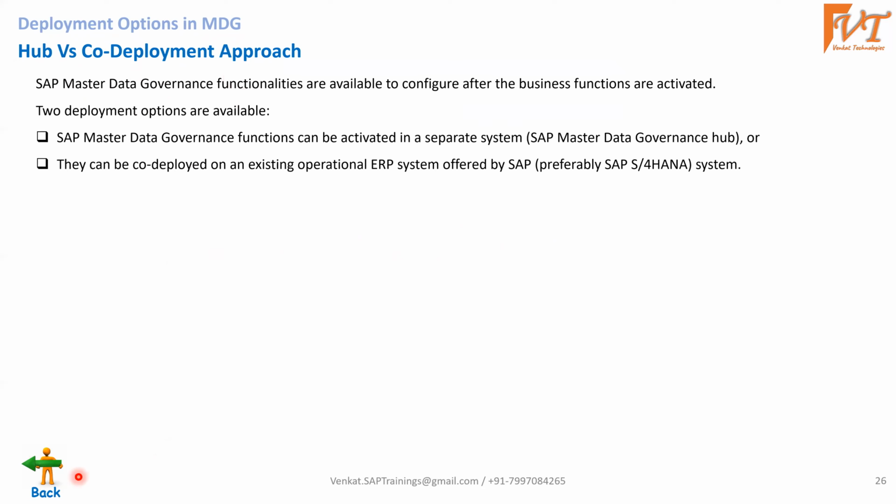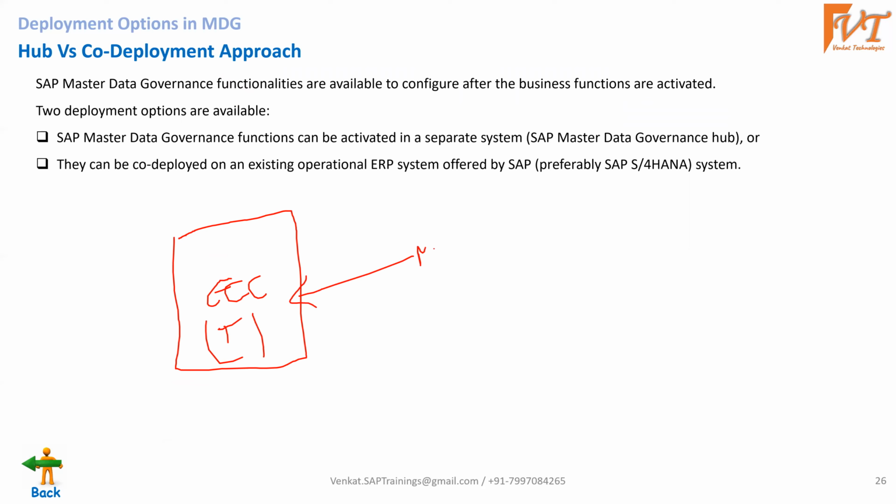So now let's take a scenario. This is my current system. Let's say the current ECC system, the transactional system. Now the customer wants to go for the MDG implementation. So how do they want to go with the MDG implementation? They don't know all that.